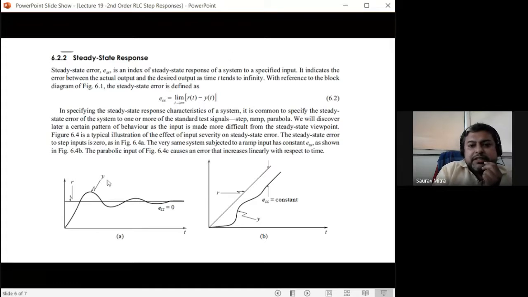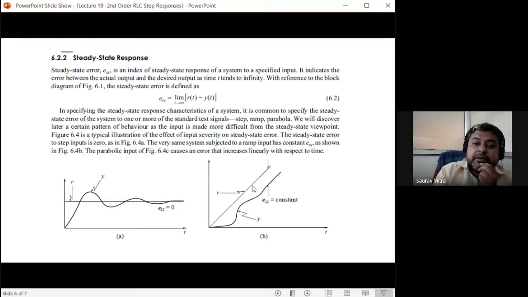So this is the steady state response. Steady state response for step you are finding here. This is the input, and you find that after oscillation, the output waveform touches the input and stays there. So there is no steady state error in that case.